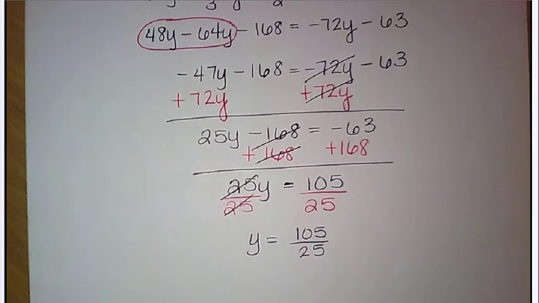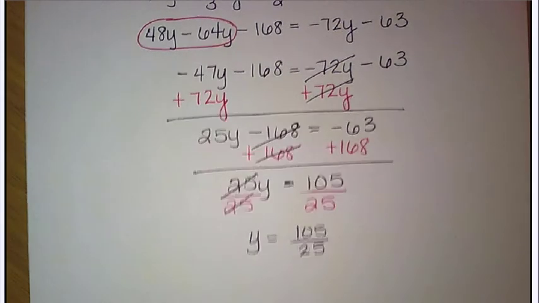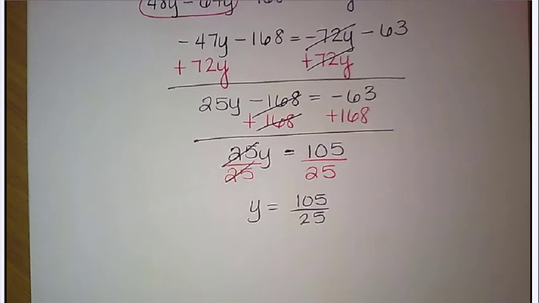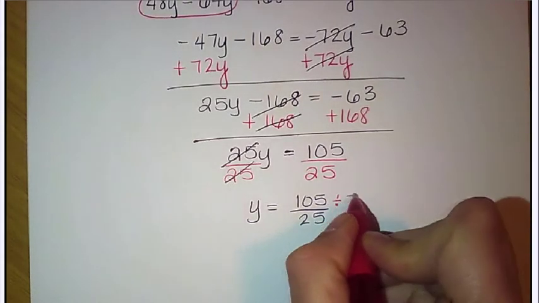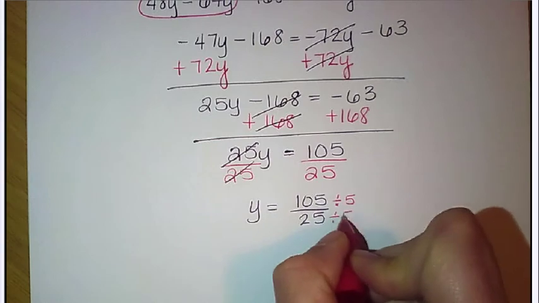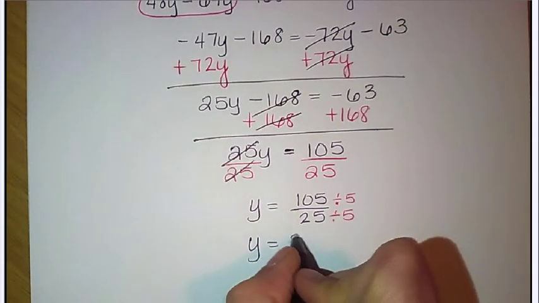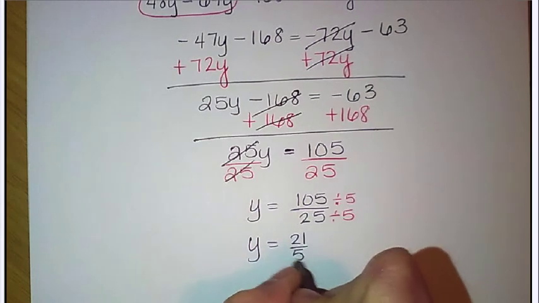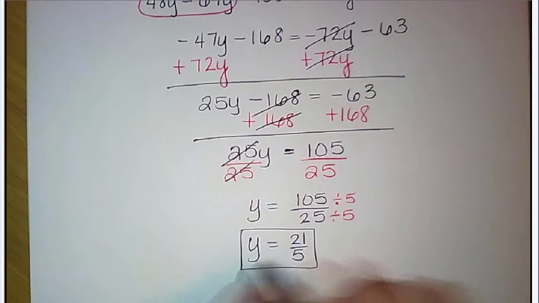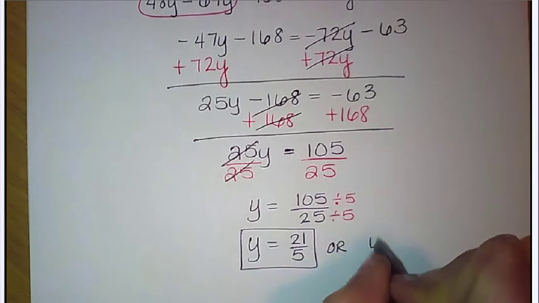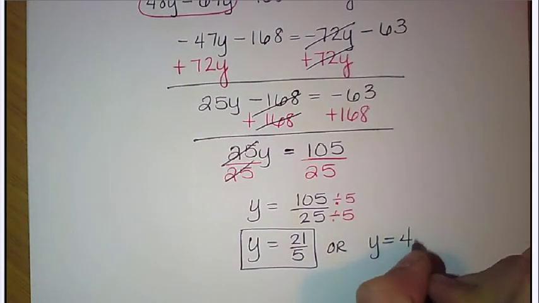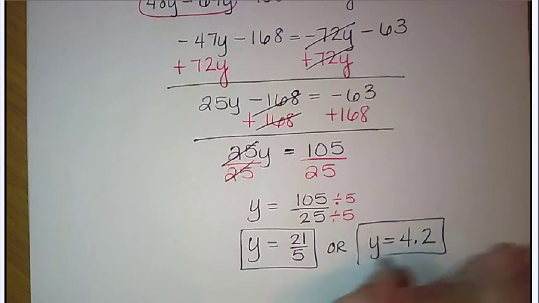Now, again, we want to make sure our answer is in its lowest format, and you'll notice that both of these end in 5, and when a number ends in 5, then it's automatically divisible by 5. So we're going to divide this top and bottom by 5, and we're going to have y equals 21 over 5, and this would be our answer. Or, again, if you want to put it in decimal format, y equals 4.2. Either one is fine. Just make sure, again, you're rounding to 2 decimal places.